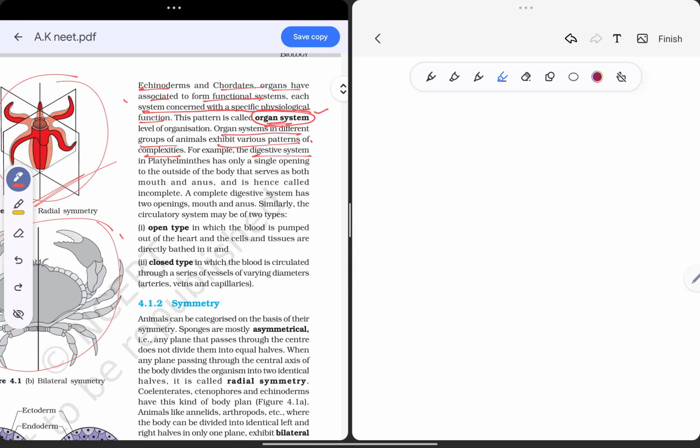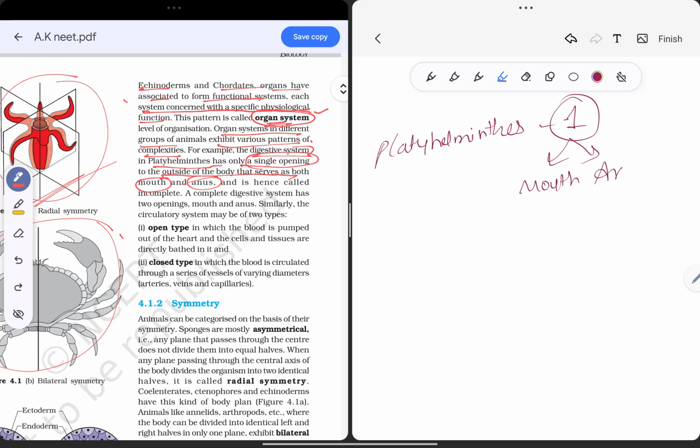The organ systems in different groups of animals exhibit various patterns of complexities. For example, the digestive pattern will be different in the case of platyhelminthes, as it has only one opening, a single opening from outside of the body that serves as both mouth and anus.